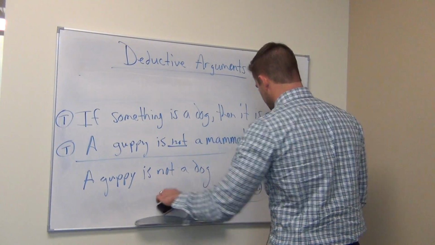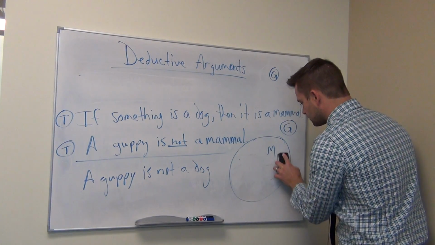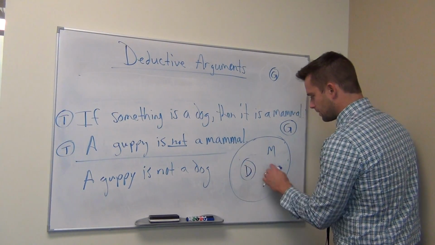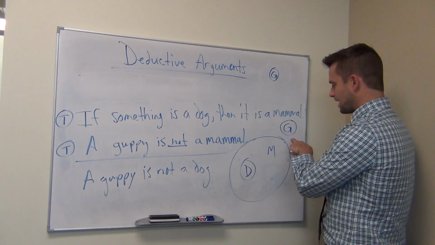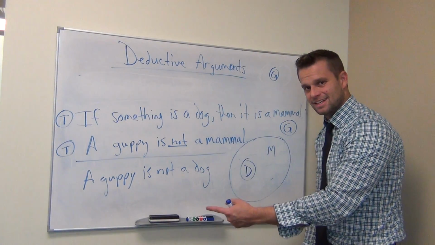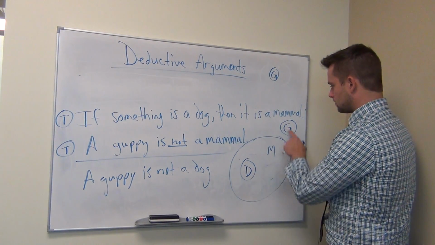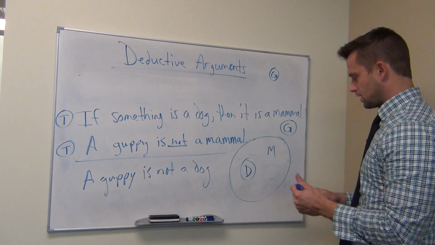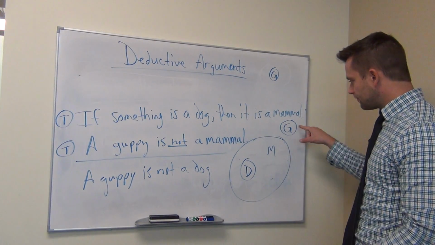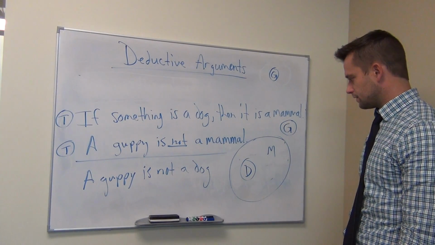And let me erase all these classes here so we don't get too confused. So initially what we said was, if something is a dog, then it's a mammal, okay? All dogs are mammals. But a guppy is not a mammal. And if the guppy falls outside of the mammal, then of necessity, it cannot be a dog, right? So that's another visual representation of a way that you can think about the validity of this argument. Of necessity, if the guppy falls outside the mammal, then it must fall outside the dog.